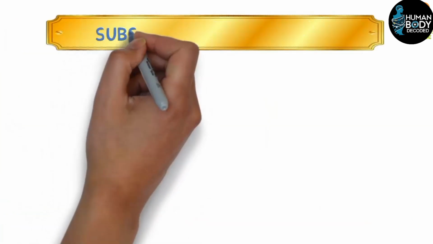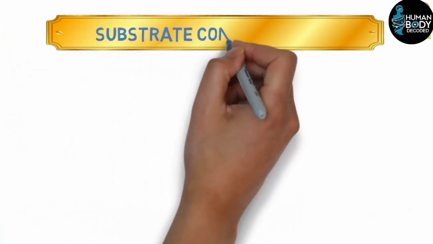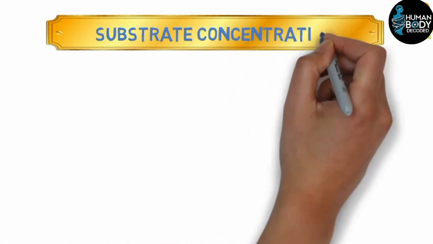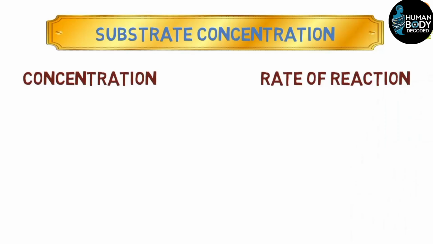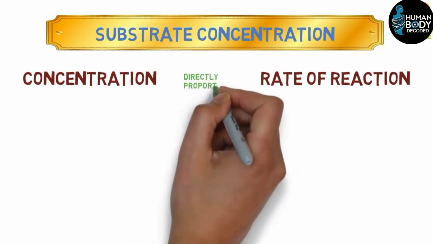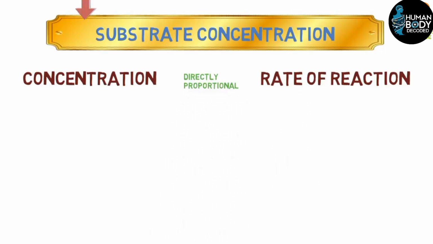Now let's move on to substrate concentration and how it affects enzyme activity. The concentration of the substrate is directly proportional to the rate of the reaction. This means if the substrate concentration is low, then the rate of reaction will also be low. But if the substrate concentration is high, then the rate of reaction will also be high.